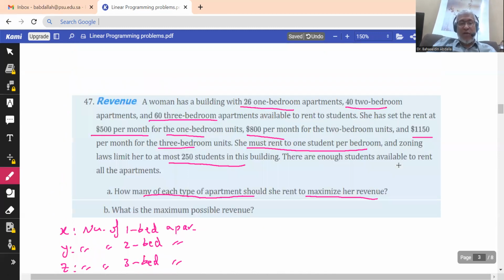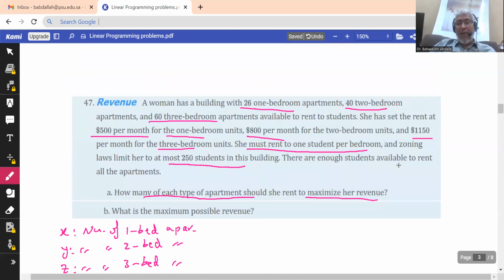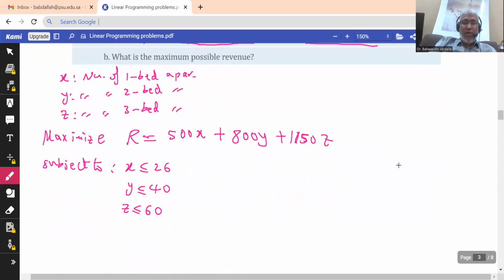We have also here 250. What is 250? Zoning laws limit her to at most 250 students. So if you add X plus Y plus Z, you will get the number of the students, because one student per room. So the total number of students shouldn't exceed 250.